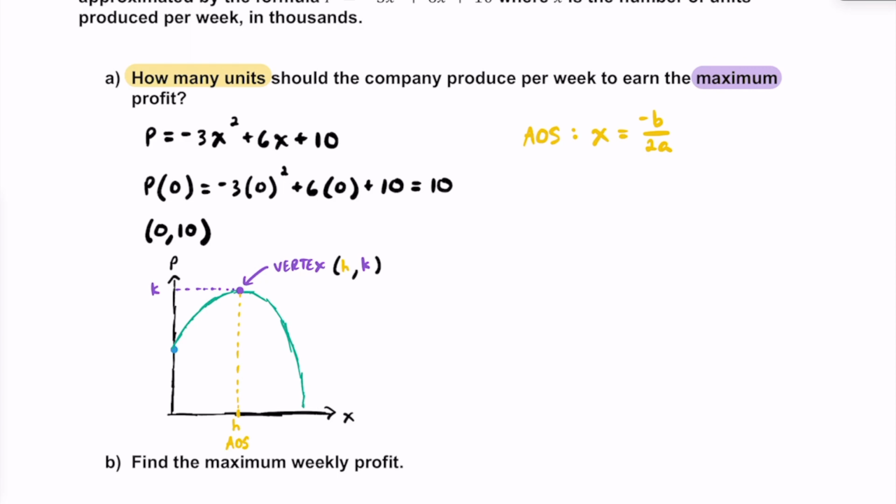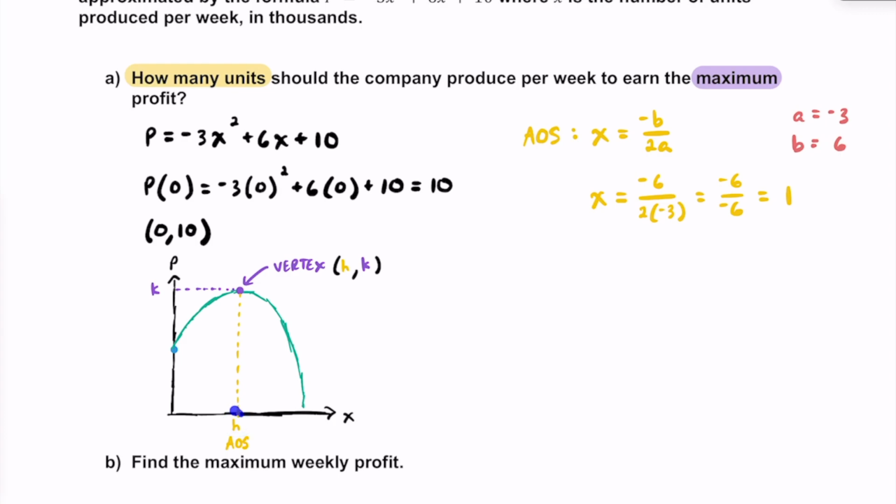So I'm going to go ahead and write that on the side here, that a equals negative 3 and b equals positive 6. So if we substitute in, we're going to get x is equal to the opposite of b, or negative 6, all over 2a, which is 2 times this negative 3. 2 times negative 3 is going to be negative 6. So we're going to get negative 6 over negative 6. So we're going to get that our axis of symmetry is equal to 1.